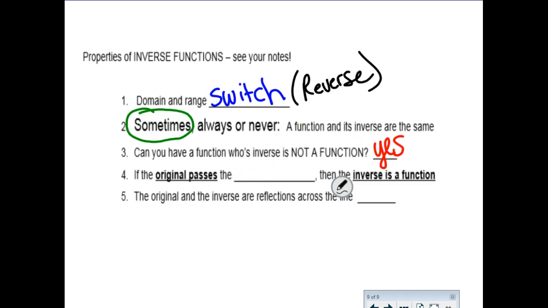So let's talk about this last part. If the original passes the what, then the inverse is a function. So if you need to know that the inverse is a function, that means the original has to pass the horizontal line test. And then if the original and the inverse are reflections across the line, so that was a very special line that went through the origin, remember the line y equals x. So you need to study all of those facts and properties about inverses.